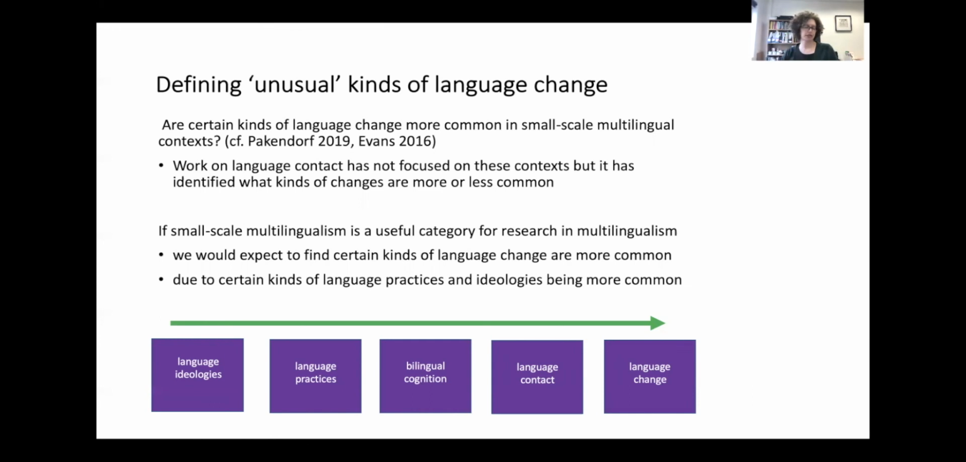One of the reasons it's interesting to look at language change is because it can help us decide if small-scale multilingualism is a useful category or if it's artificial and unnecessary. So we expect certain kinds of language change to be more common due to certain kinds of language practices and ideologies being more common.